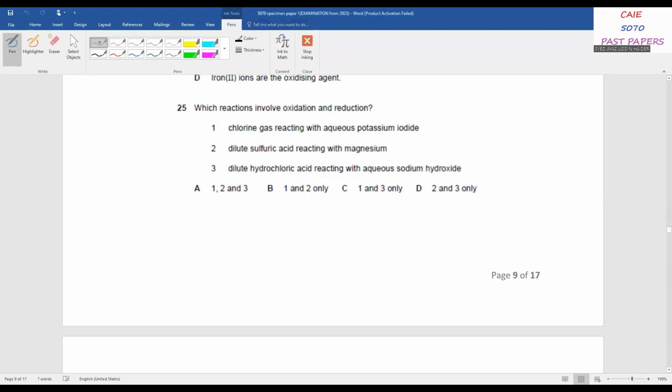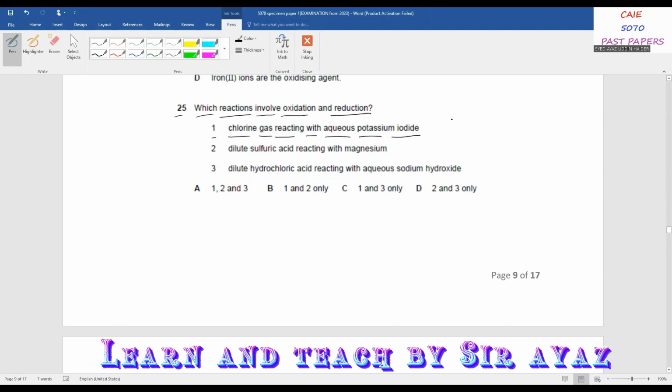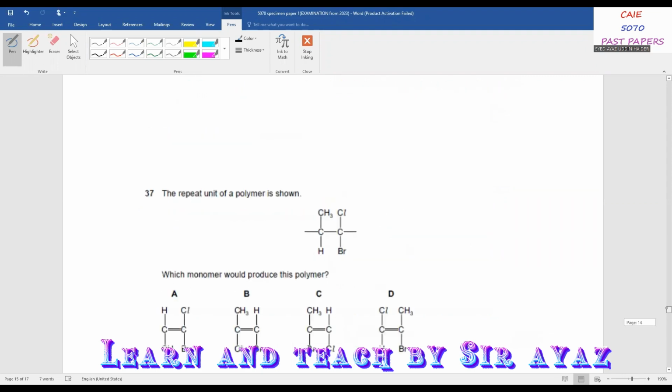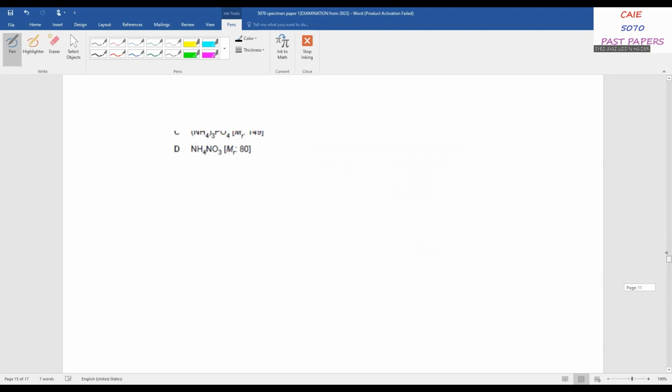So here's the MCQ number 25. Which reactions involve oxidation and reduction? So first of all, I'm going to read all the statements. Number 1, chlorine gas reacting with aqueous potassium iodide. So this is the reaction between chlorine and potassium iodide. If you look at the position of chlorine in the periodic table, it is above iodine. So the reaction will definitely take place.